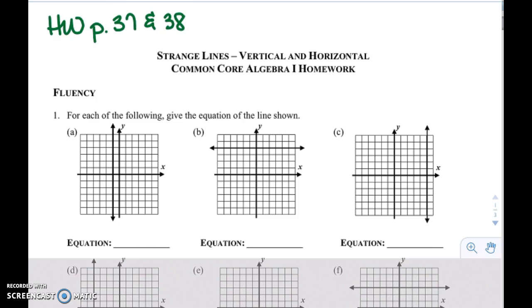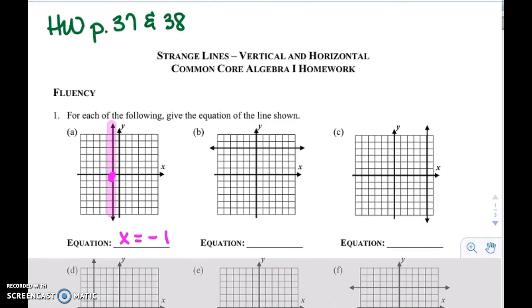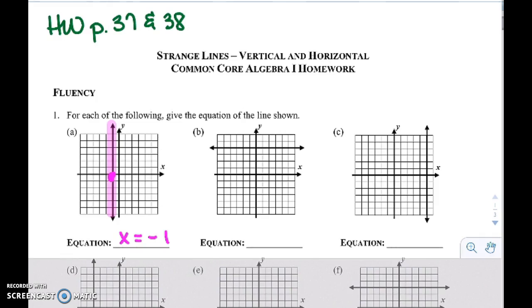So for each of the following, give the equation of the line shown. Well, let's take a look. This is a vertical line, therefore it's going to be x equals. Where does it hit that x-axis? When x equals -1. Every point on that line has an x value of -1, which is why we name it x equals -1. B is a horizontal line. It's intersecting the y-axis, so it is a y equals line. It intersects the y-axis right here at y equals 4. Therefore, its equation is y equals 4.